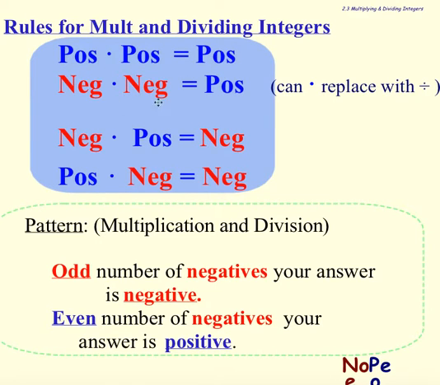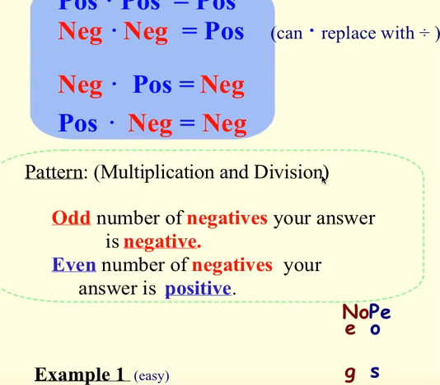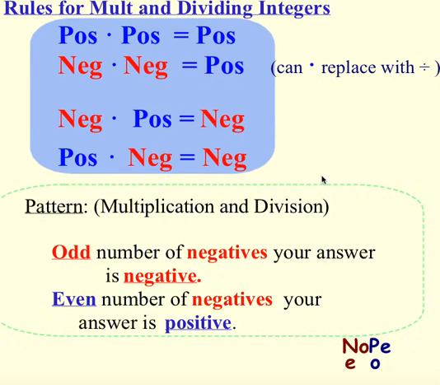So a lot of times people will go with this, but I find a pattern that I find a little bit easier. I call it nope. All you've got to do is count the number of negatives. I don't care how many positives there are, it's the number of negatives in the multiplication or division that's going to determine your answer. So in this one, no negatives, so it's going to stay positive. 2 negatives, which is even, so it's going to be positive. Here and here are both 1, and that's odd.